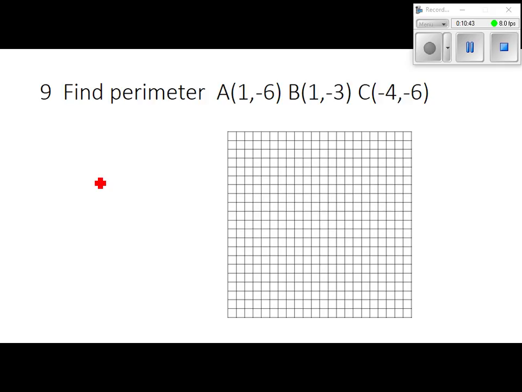Next one, find the perimeter of this three-sided figure, which is going to be a triangle.